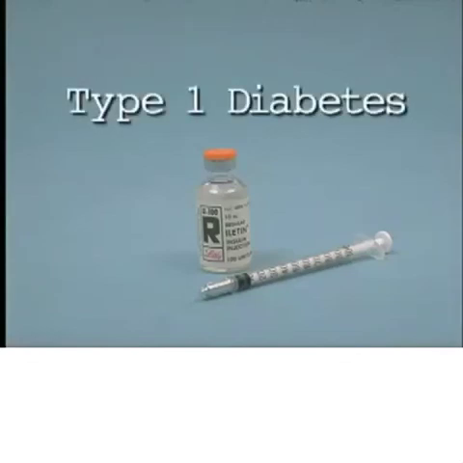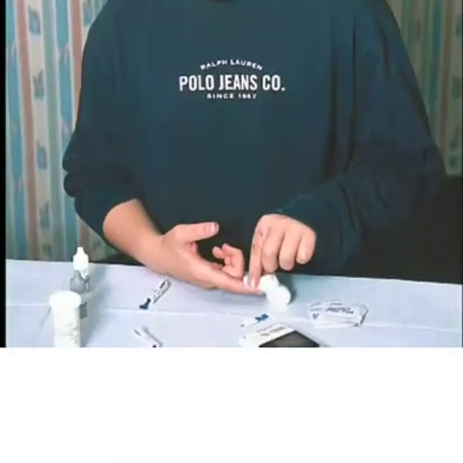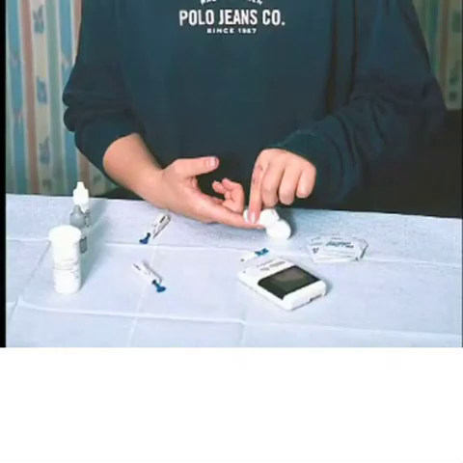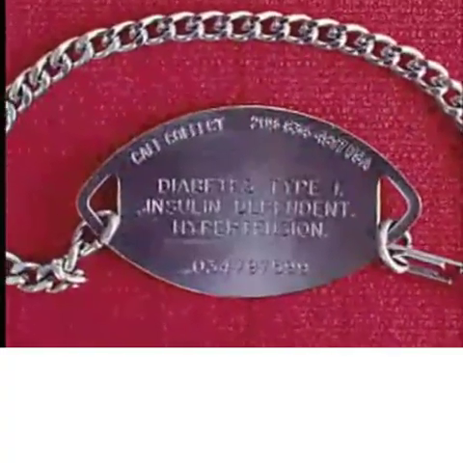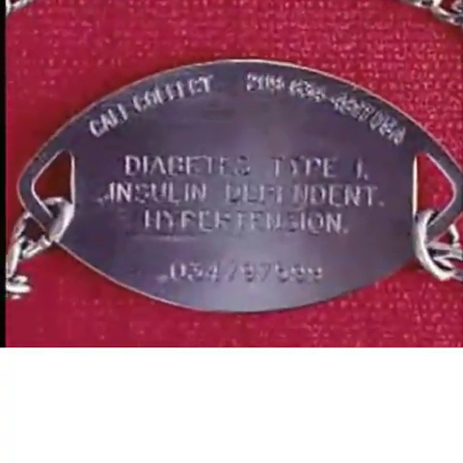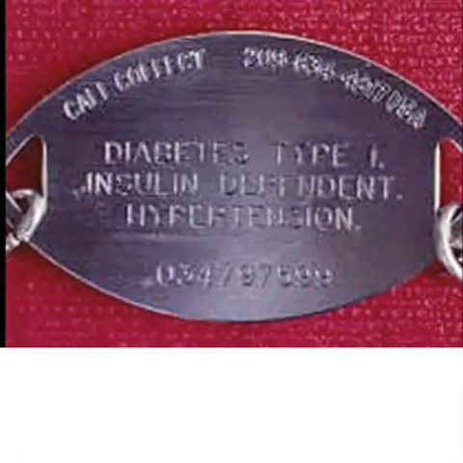Type 1 diabetes, also known as insulin-dependent diabetes mellitus, IDDM, or juvenile onset diabetes, results from the body's failure to produce insulin. An individual with type 1 diabetes needs to take daily insulin injections for the rest of their lives. It is estimated that 850,000 to 1.5 million Americans have type 1 diabetes.